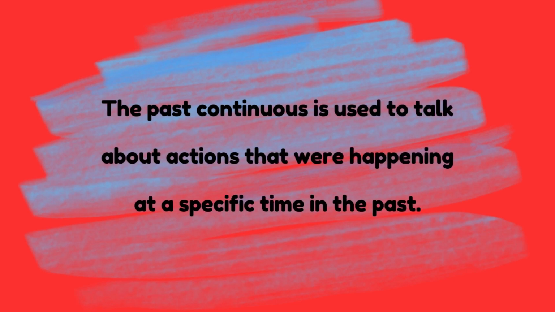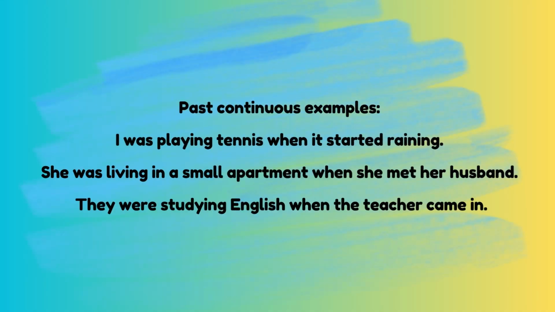The past continuous is used to talk about actions that were happening at a specific time in the past. Past continuous examples: I was playing tennis when it started raining. She was living in a small apartment when she met her husband. They were studying English when the teacher came in.